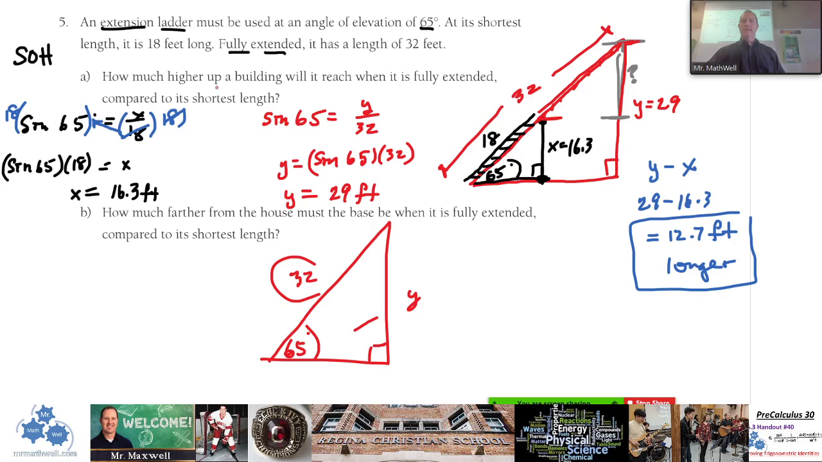The question says, and again, this is a multi-step question, right? If you stopped there, you're not finished yet. So it says, how much higher up the building will it reach when the ladder is fully extended? Okay? So this is the height at its shortest distance. This is the height in feet at its full extension. So the difference will be the subtraction of the two. There's your answer to the question. That's your answer to 5A. Okay? Remember, difference means a subtraction.